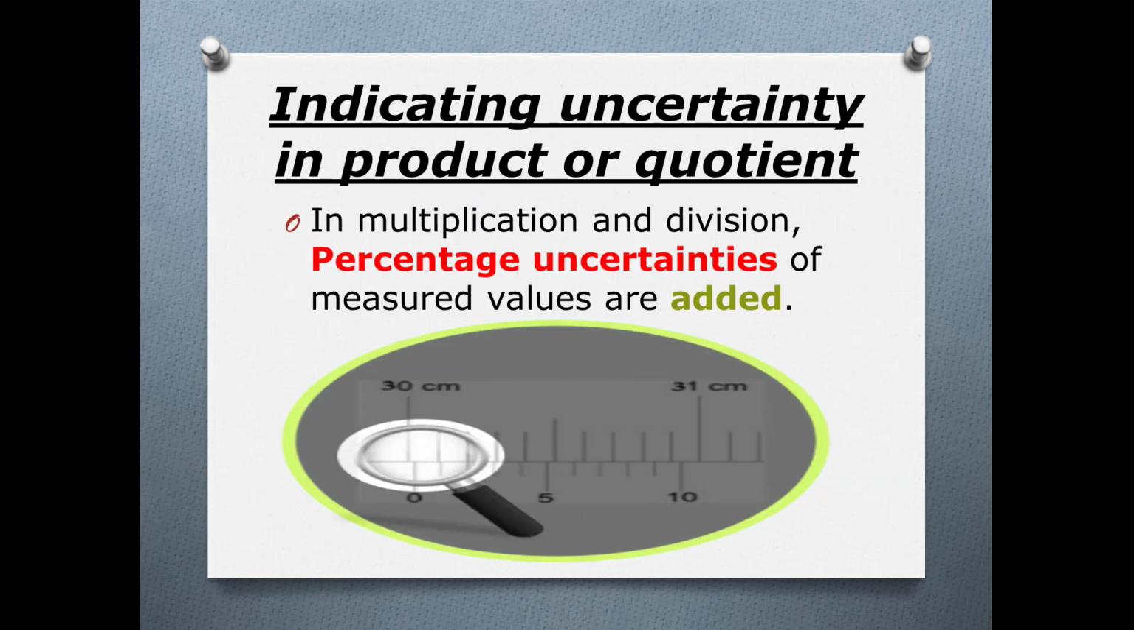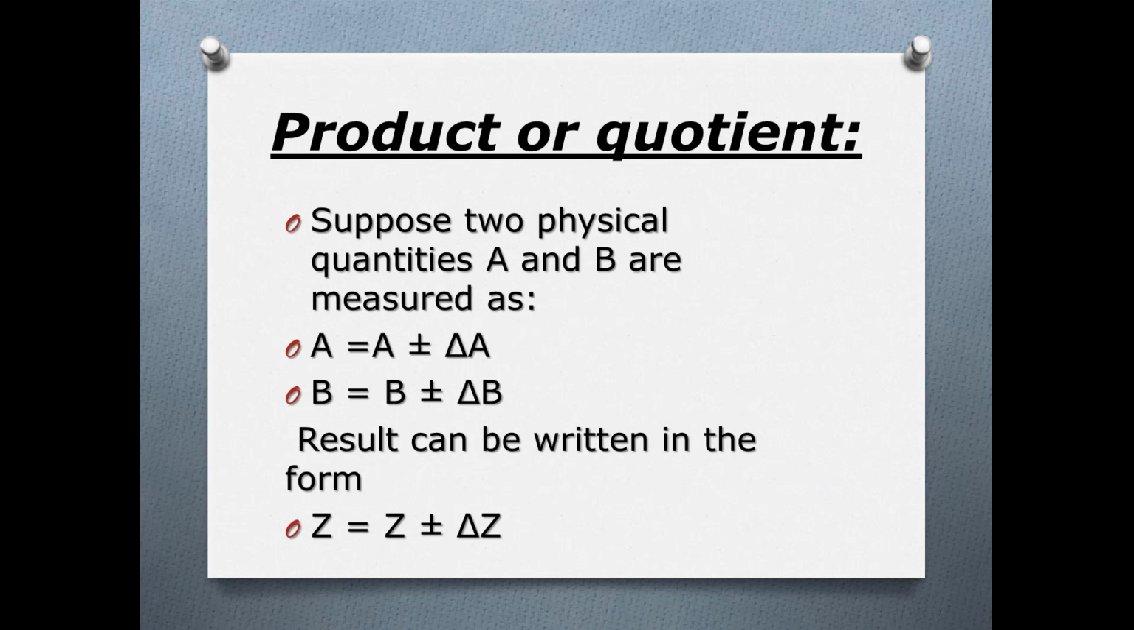So if we have to indicate uncertainty in product or quotient, if we are using multiplication or division questions, then percentage uncertainties of measured values are added. Over here we are not using absolute uncertainties; rather, first we will find out percentage uncertainties and then we will add the values. Okay, so if we are having a product or quotient, suppose two physical quantities A and B are measured as, again same thing, A is equal to A plus minus delta A and B is equal to B plus minus delta B. The result can be written in the form Z is equal to Z plus minus delta Z. Okay.